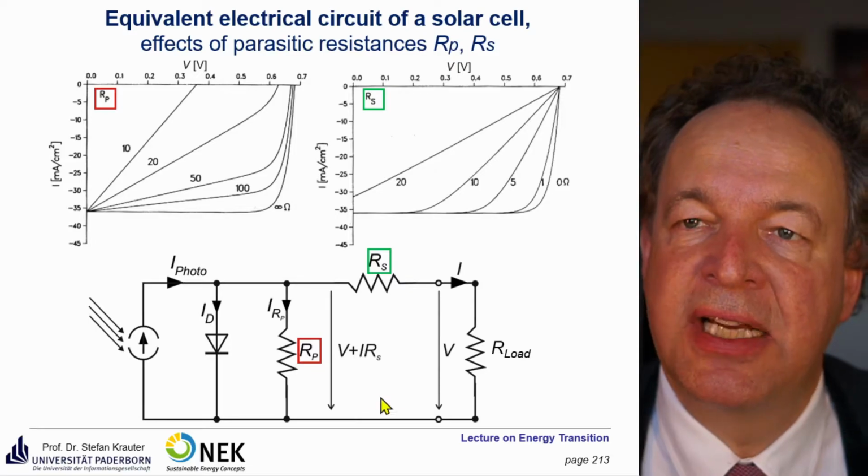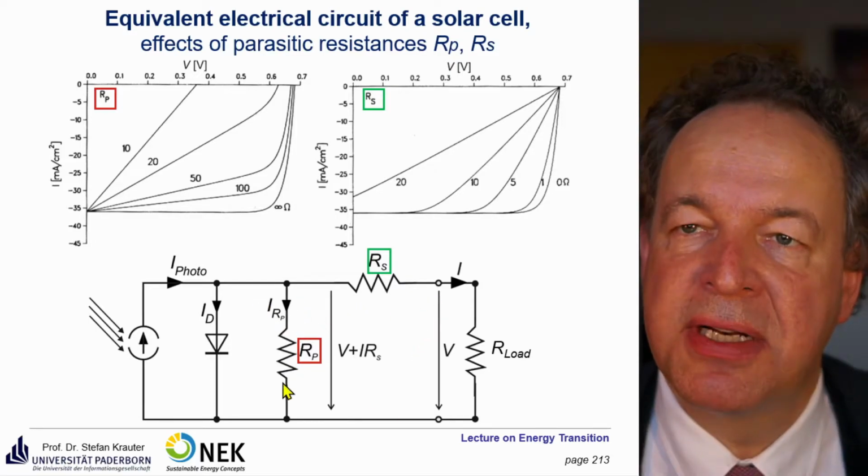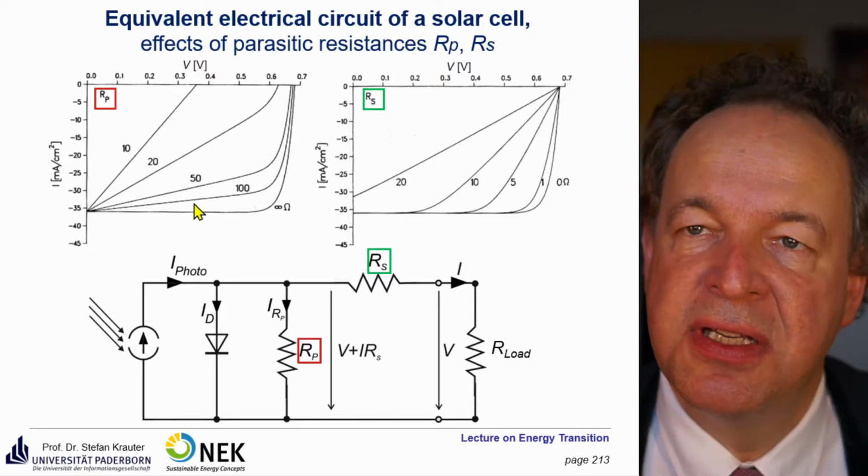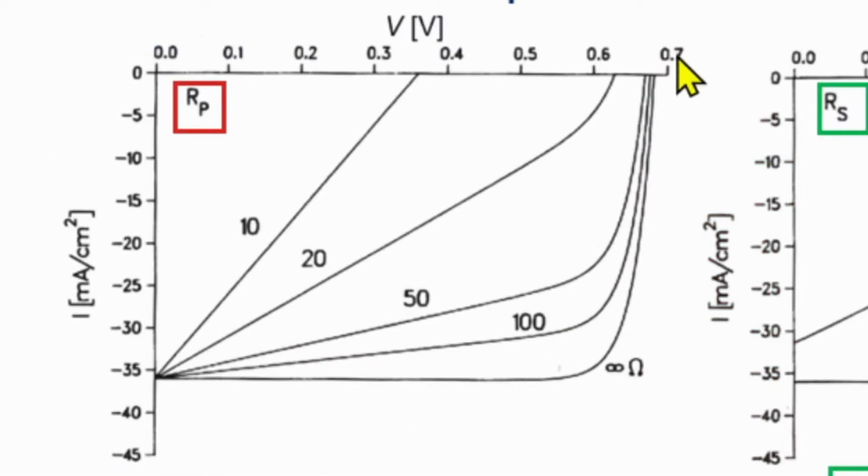If you decrease that resistance, so there's more current internally lost by this parasitic resistance, you see that the characteristic gets softer. It still maintains almost the same open circuit voltage and the same current, but the maximum power point is very much reduced, and that means the output power of your solar cell is very much reduced.